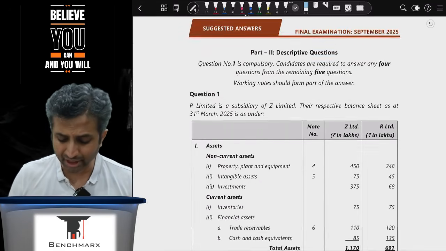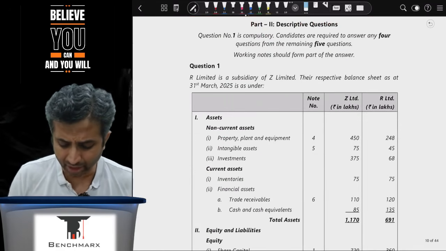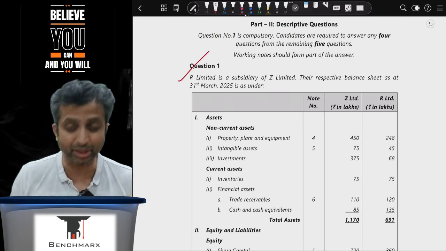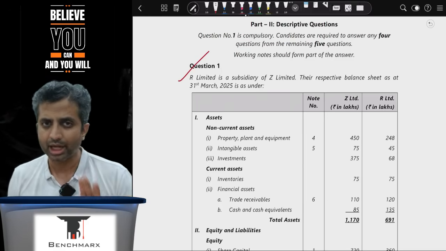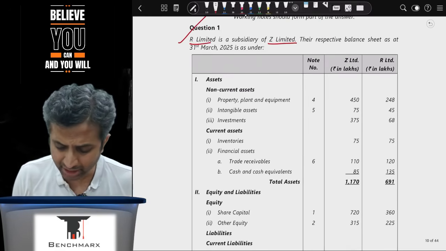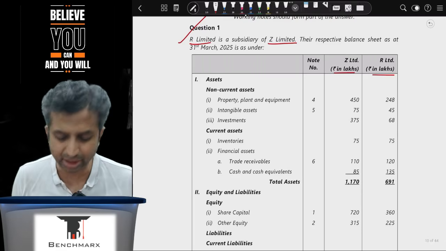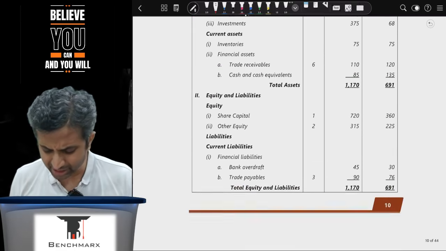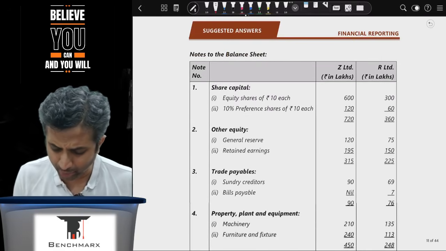So over here, if I review this question, at least from the perspective of what the institute has done and what you should be doing in the exam. So there is a company R which is a subsidiary of Z. The balance sheets are given to you. Well, by the way, these are given in lakhs. You have this standardized balance sheet and then there are a few items.